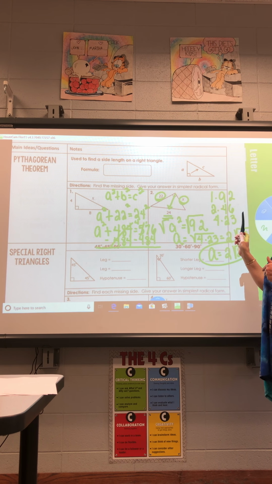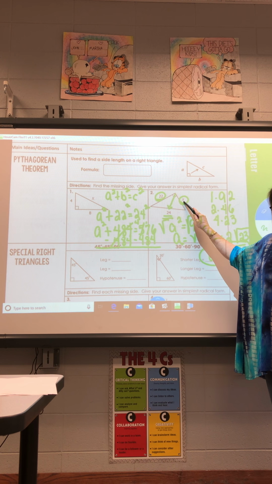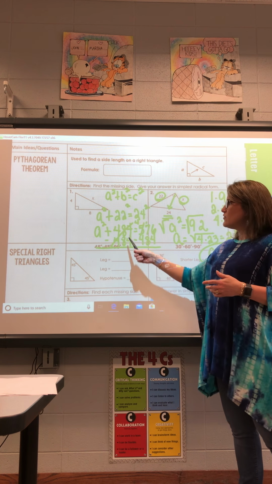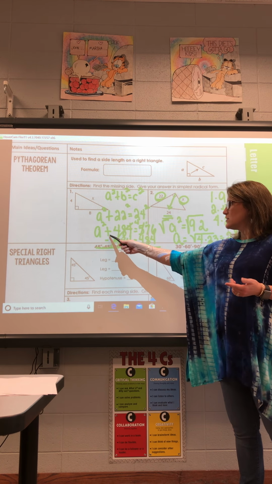So I always like for my leg to be A that I'm solving for because it's in the front and that just makes me more comfortable. If you want to put your 22 here and solve for B, you're going to get the exact same answer. A and B are interchangeable, so it's no big deal.